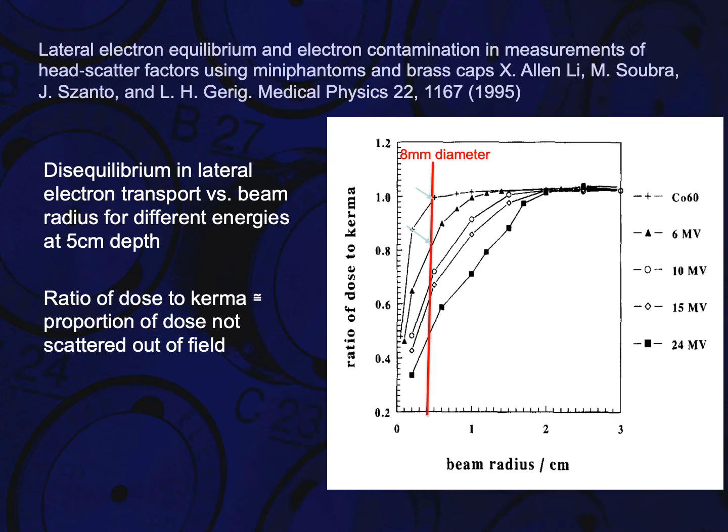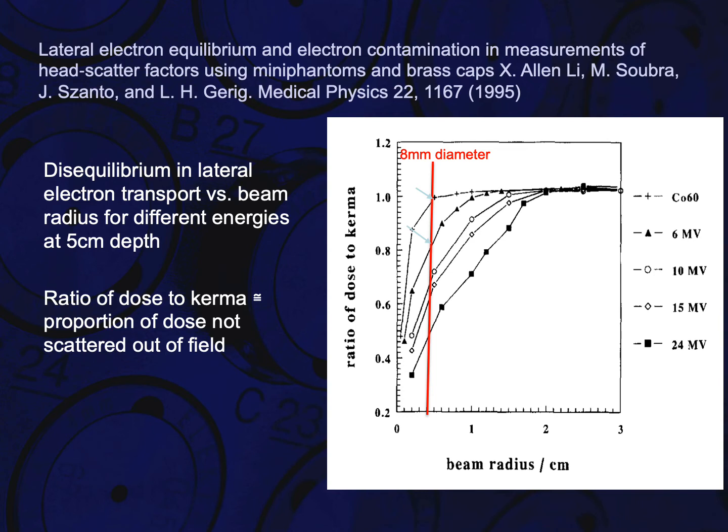So here I've applied a red line on this chart, which corresponds with an 8mm diameter field. And we can see here that for cobalt 60, the ratio of dose to Kerma is about 1, okay? And the ratio of dose to Kerma is the proportion of the dose that's not scattered out of the field.